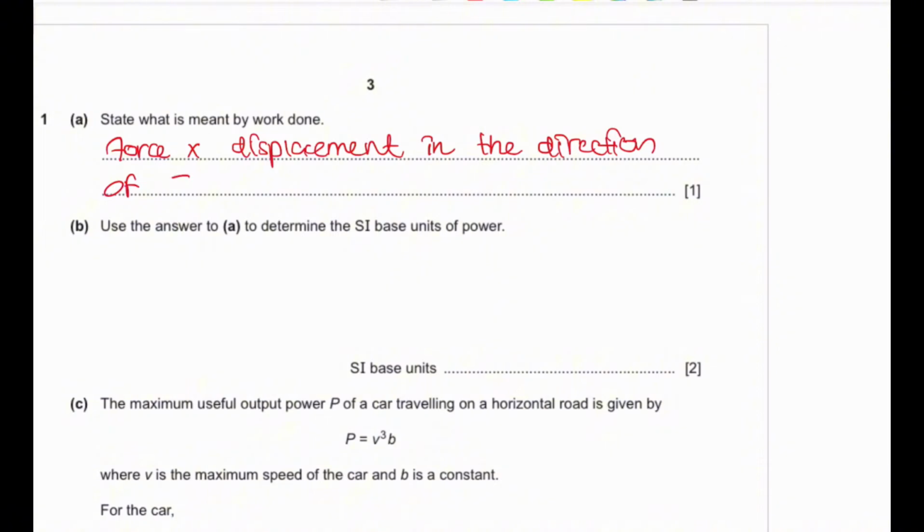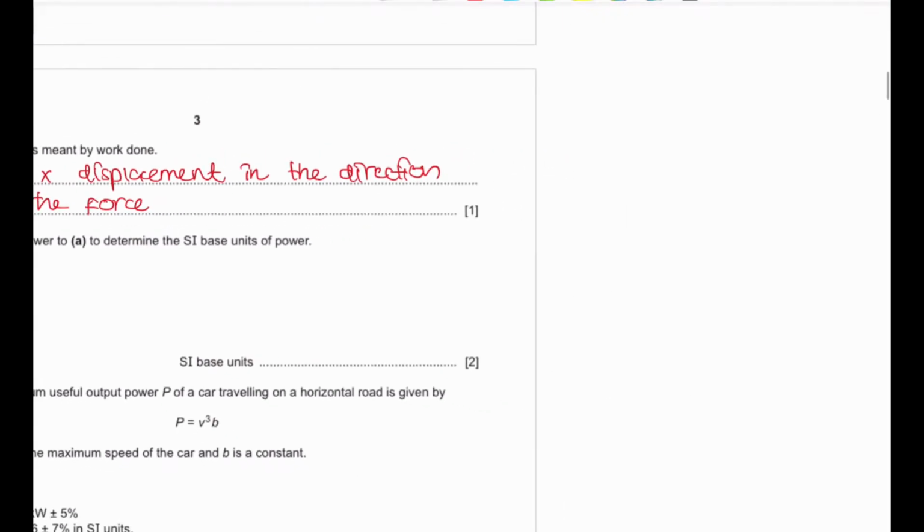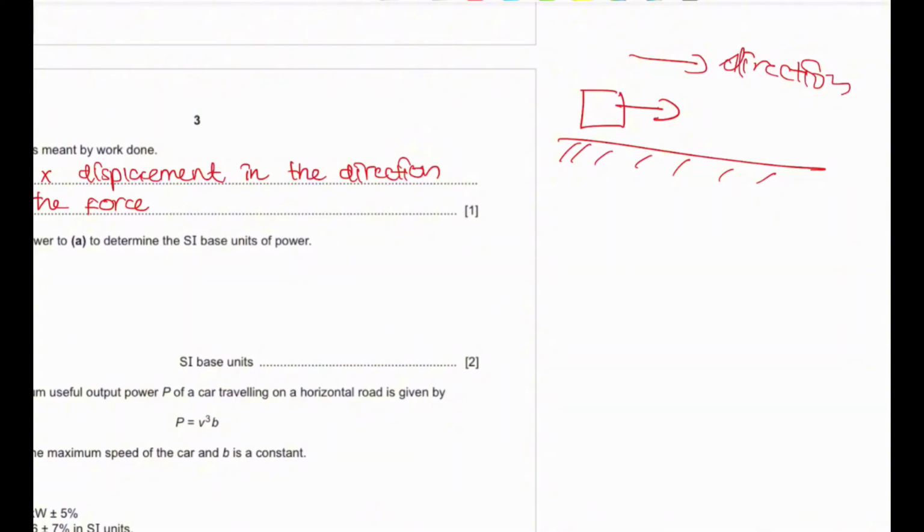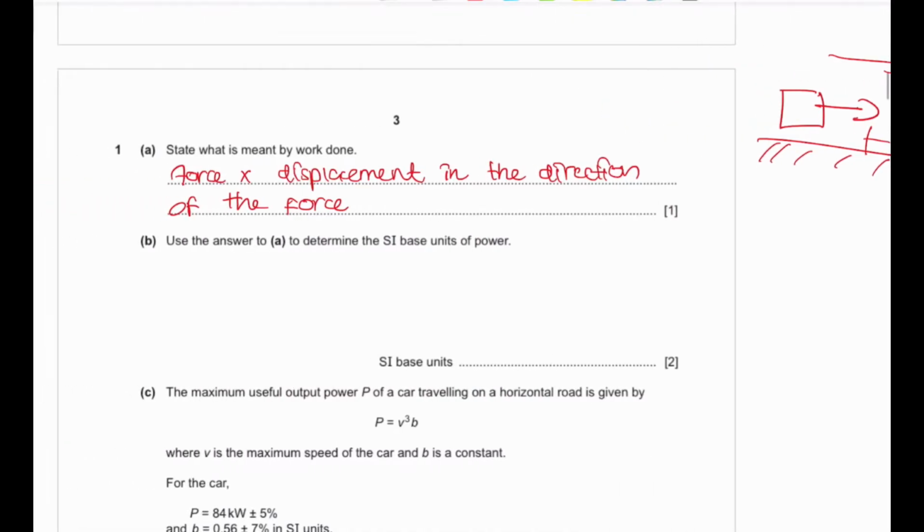direction of the force. So it's very important for you to state that if you have a certain force that you're applying, for example, if you have a particular block and you're applying a certain force in that, but it's also moving in that particular direction, then we say that your work done is the force multiplied by the distance x that it has moved in that particular direction. That is basically what we mean by work done.